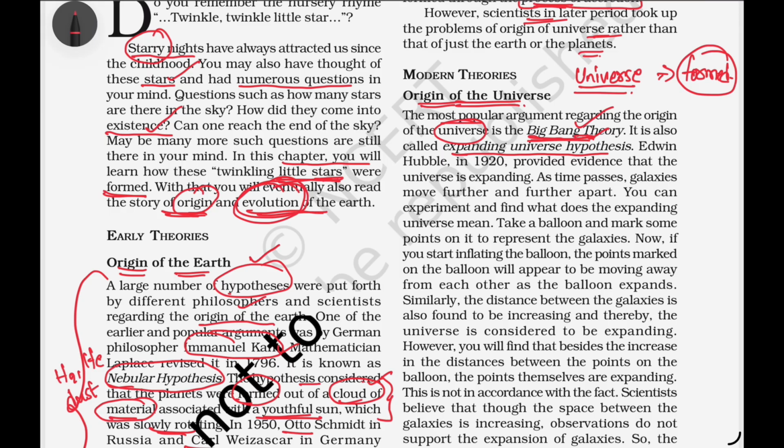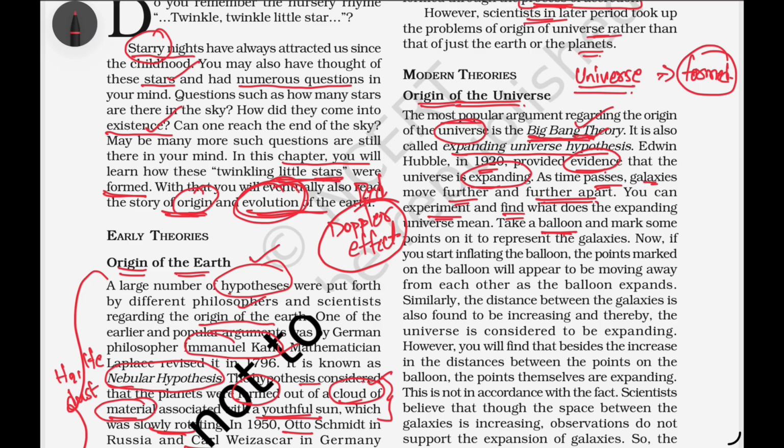Edwin Hubble in the 1920s provided the evidence that the universe is expanding, and as time passes galaxies move further and further apart, as I have explained, linking the Doppler effect, Doppler redshift. I explained this in the previous video also, that by observing the redshift in the spectrum we can say that the universe is expanding and galaxies are moving away from the observing body. You can experiment and find out by taking a balloon example.